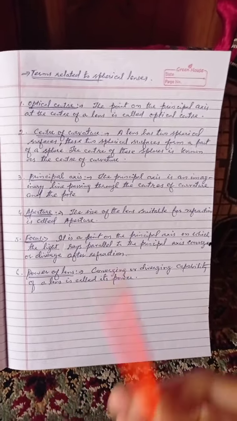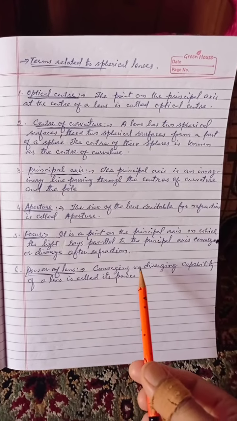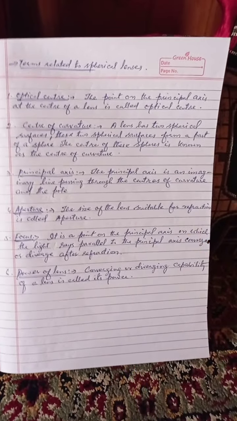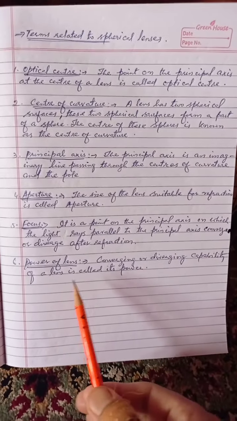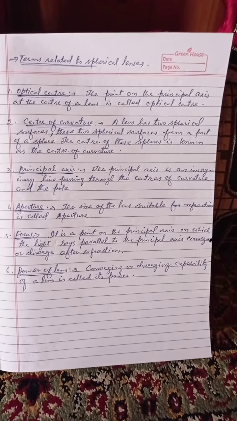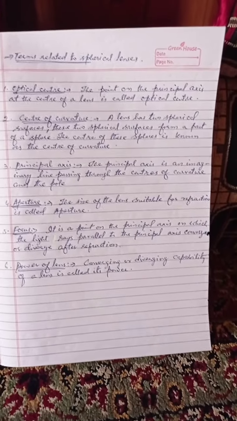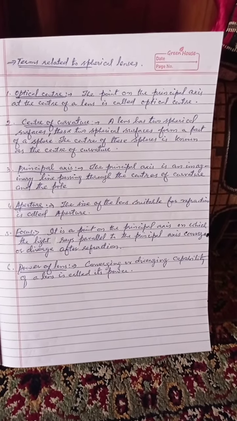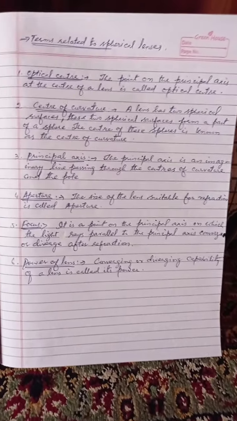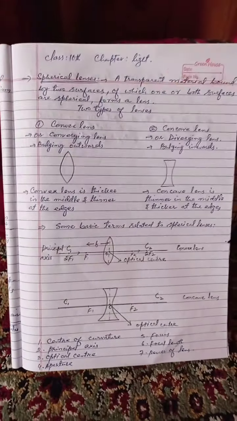One more term associated with these lenses is the power of a lens. What's the power of a lens? Dear students, the power of a lens is its converging or diverging capability. How much light it converges or diverges after refraction of light through it, that's called its power. It is given by the reciprocal of its focal length, and its unit is the dioptre. We will discuss it further in the lecture that's coming, inshallah.